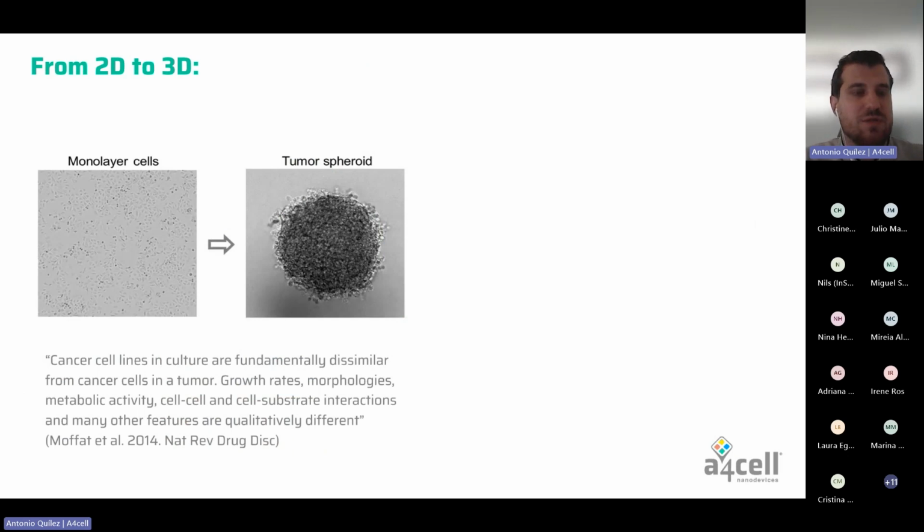So the difference between 2D models and 3D models, in this case, tumor spheroids, which is the topic that I'm going to be focusing more on today. We can describe tumor spheroids as cancer cell lines in culture that are quite different looking from what they look like in a tumor. They have different growth rates, morphologies, metabolic activity. They're missing some interactions and some other features that are different to in vivo conditions.